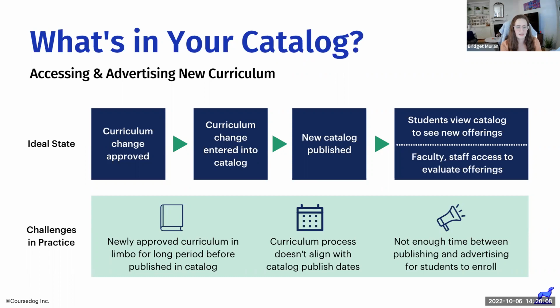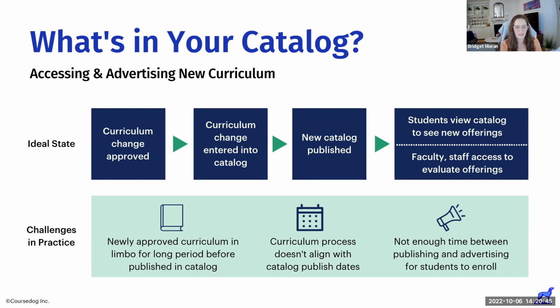I think this is bound to happen when the catalog is often more regulated than the curricular change process. I was looking at a recent survey that found that 84% of institutions publish their catalog once a year, yet almost half of these same institutions allow unlimited course changes, and over a third allow unlimited program changes throughout the year. So given this, I think it's really no wonder that curricular changes don't always line up with when they need to be published in the catalog. And as a result, there may not be enough time between publishing the catalog and advertising new offerings to students, so they're able to discover them and actually enroll in those offerings.